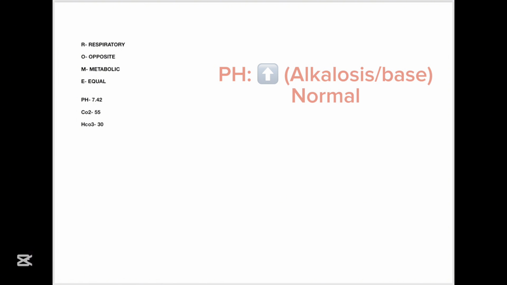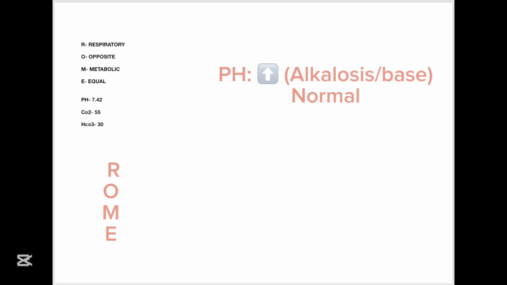So we are going to put just by the right side, pH, and put an arrow showing that the pH is high. So a high pH indicates alkalosis. So in brackets, we'll put alkalosis/base, and just beside it we'll write normal because it's still within the normal range of 7.35 to 7.45. So to continue with the analysis, we are going to write out ROME, R-O-M-E, like so.